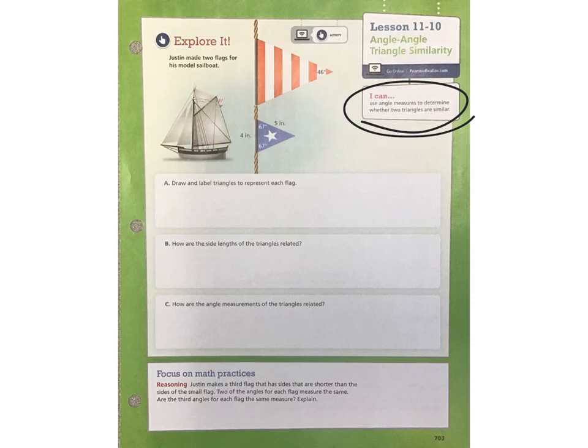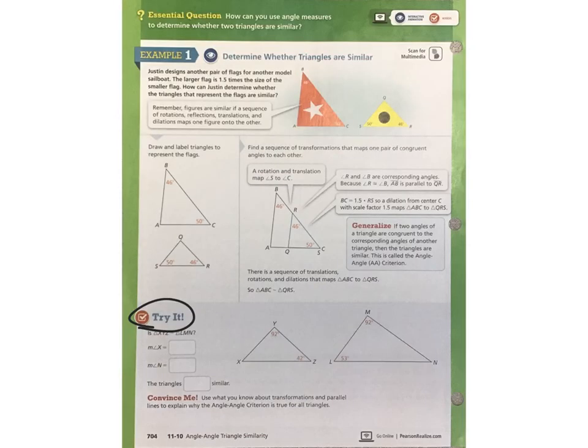Lesson 11:10, Angle, Angle, Triangle Similarity. In this lesson, we're going to learn about extending our knowledge of triangles and their angle measures to determine whether two triangles are similar. To summarize this lesson, we can determine whether or not two triangles are similar by comparing their angle measures.